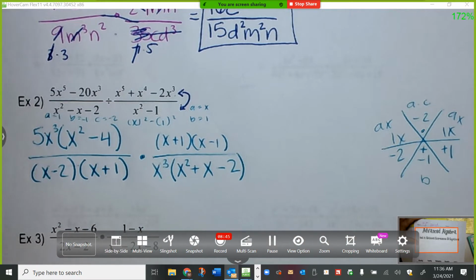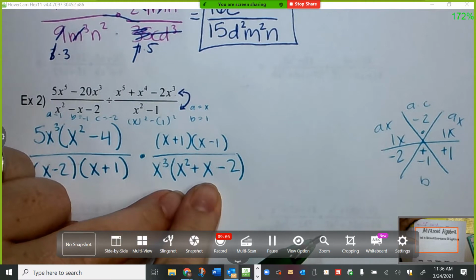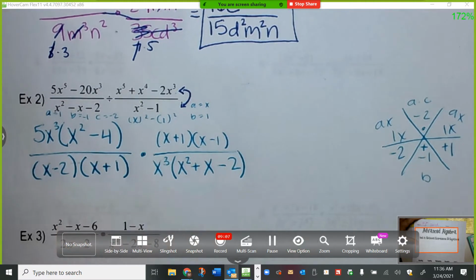Now, is this completely factored? No. What 2 pieces are still not factored? There's 2 pieces. So the bottom right needs to be snowflaked. That's correct. What other piece? So this one needs to do again?